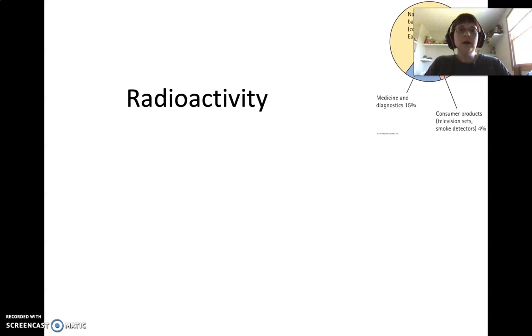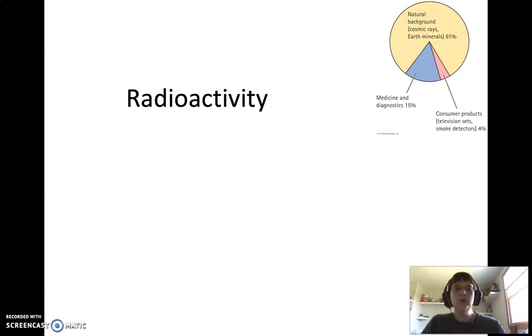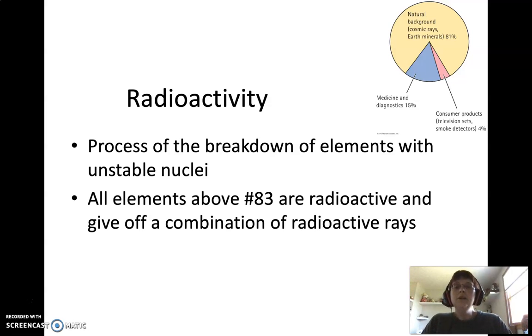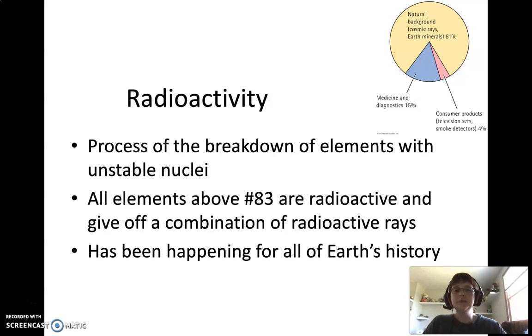So the first thing to talk about is what is radioactivity and where do we see it? Radioactivity itself is the process of the breakdown of elements with unstable nuclei, and we'll see why they end up with unstable nuclei in a little bit. All of the elements above number 83 on the periodic table are radioactive and will give off a combination of different radioactive rays. We're going to talk about 3 different types of radiation that will come off of these different elements.